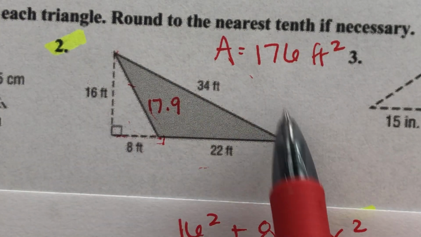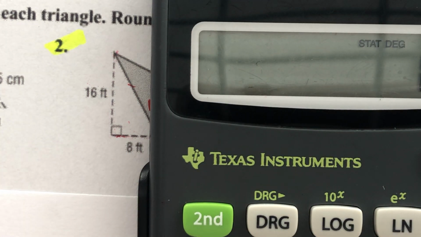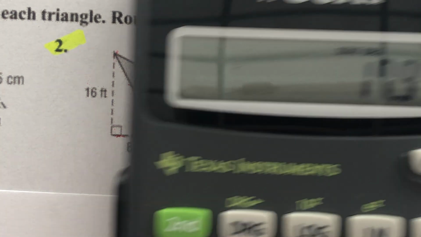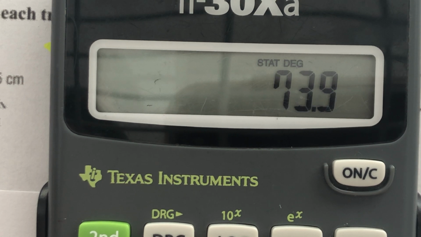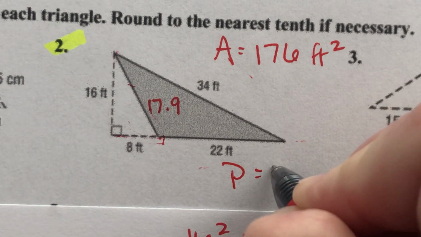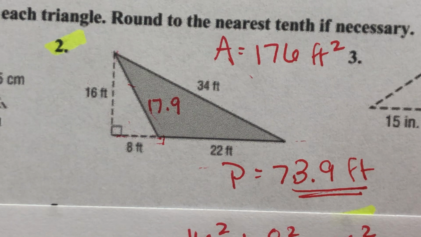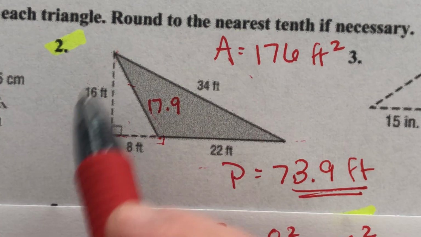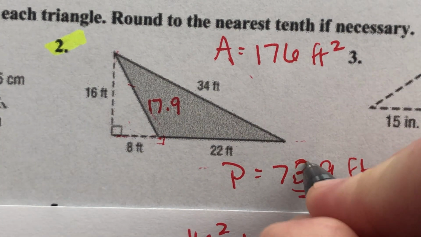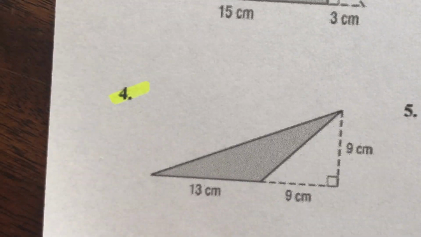So to find the perimeter, we're going to add 17.9 plus 34 plus 22. 73.9. Perimeter equals 73.9. And that's feet, not feet squared. All we did was add, we didn't multiply, so we didn't change the dimensions. 73.9 feet is the distance around the outside. And then the area is 176 square feet. Okay, next one. Let's do number 4.